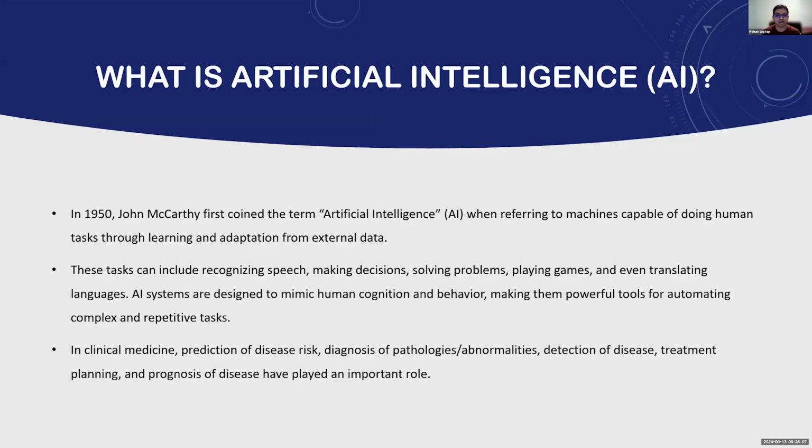So what is artificial intelligence? It's basically machines capable of doing human tasks through learning and adaptation from external data. This is so important, external data, and we'll talk more about it. The tasks can be like using Siri or Alexa in your house, recognizing speech, making decisions, solving problems, playing games. These are some of the things AI is already being used for.